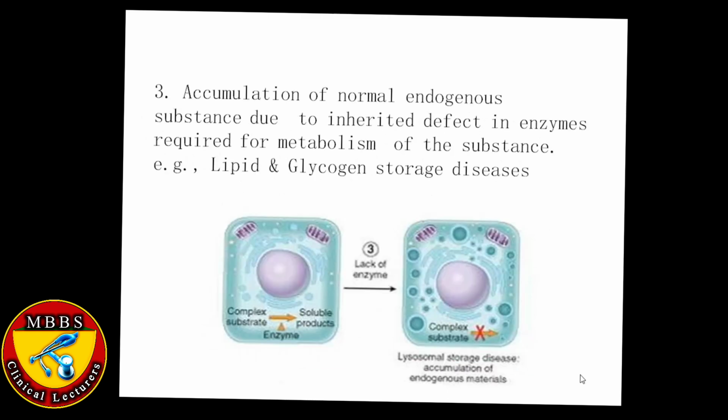Number three, accumulation of a normal endogenous substance due to an inherited defect in an enzyme required for metabolism of the substance, like lipid and glycogen storage disease, in which there is a lack of enzyme, and that causes lysosome storage inside the cell. So we call that a lysosomal storage disease.